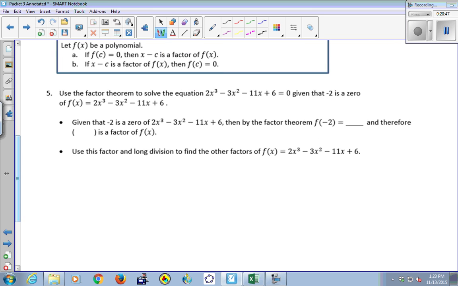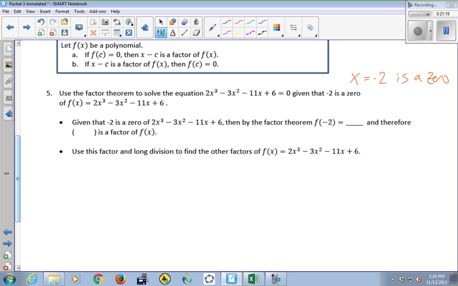All right, so here's a cubic polynomial, 2x cubed minus 3x squared minus 11x plus 6 equals 0. I'm telling you that negative 2 is a 0. That means that if you plug -2 in for x, you get 0. X equals -2 is a 0. So I want to use that fact to factor f of x.